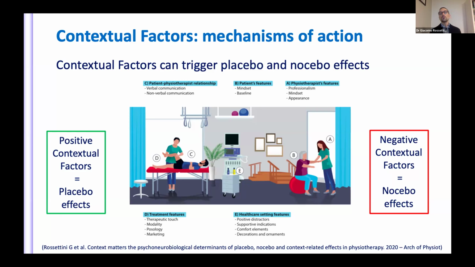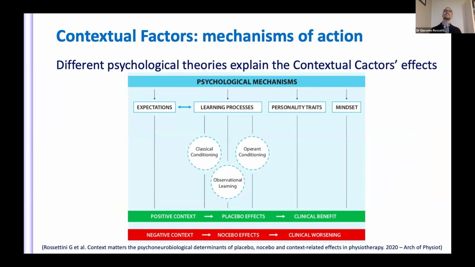Thus, the positive use of contextual factors can produce placebo effects. When used negatively, it produces nocebo effects. And the clinical effect of contextual factors can be explained through conscious and unconscious mechanisms of action, such as expectations, learning processes, personality traits, mindset, even genetics. However, among the various psychobiological theories, expectation, classical conditioning, and social learning are the most widely accepted.